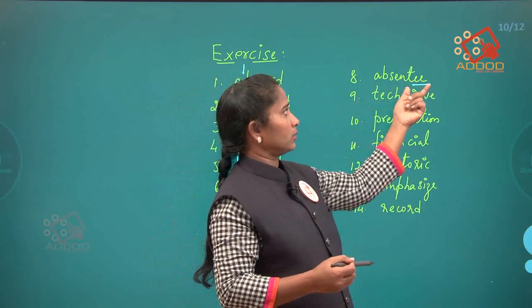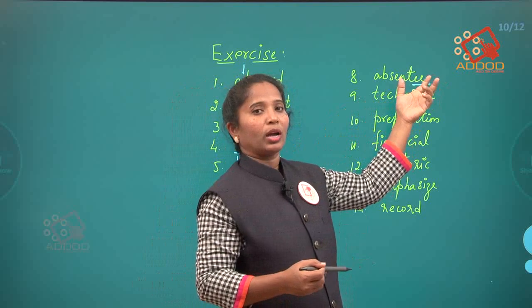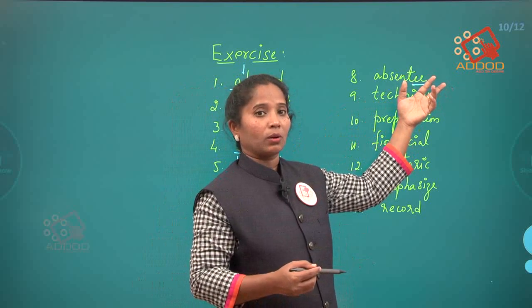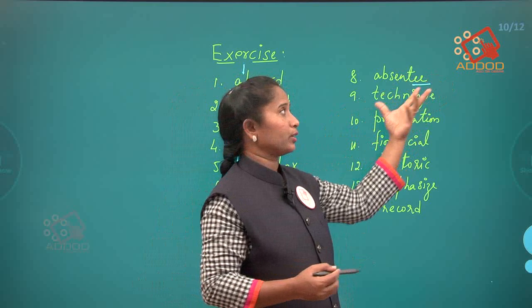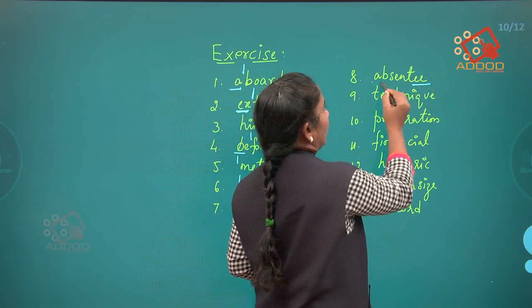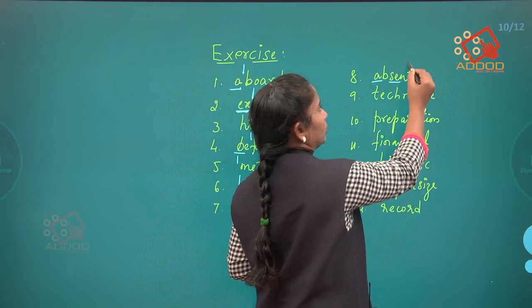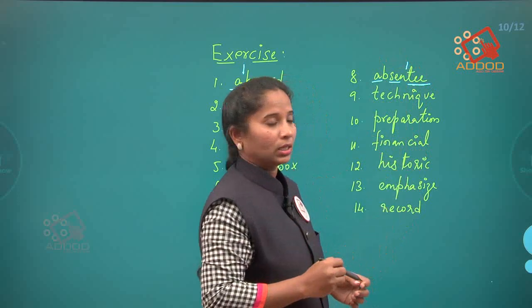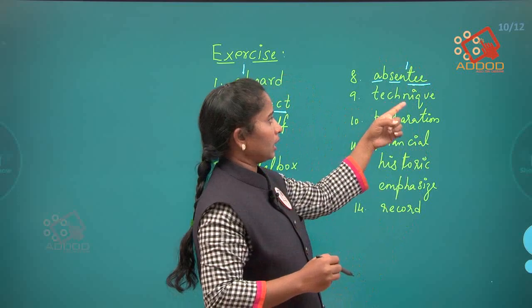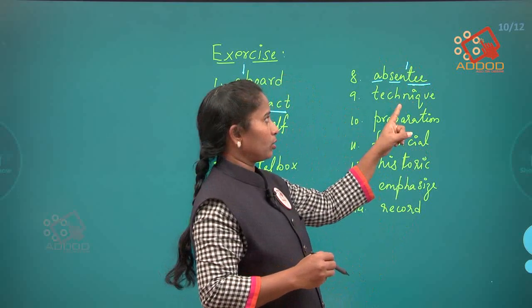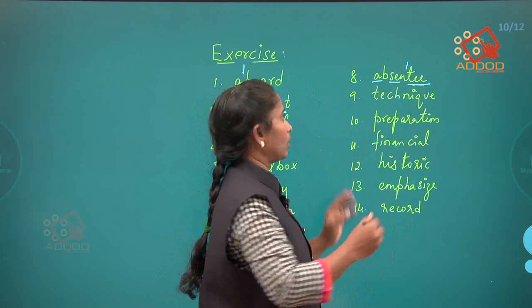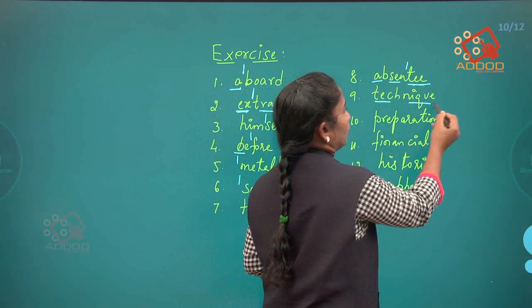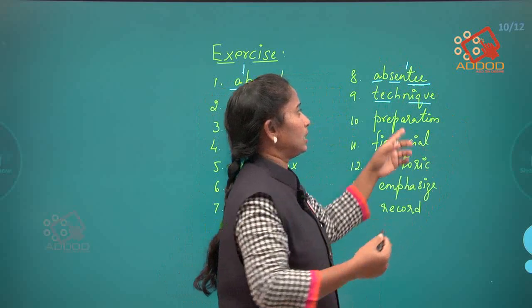Whenever there is a suffix like this, you have to place the stress mark on the last syllable. Okay, so how many syllables do you have? Absentee. So the stress mark will be on T. Okay, next, technique. Even technique also last syllable. Okay, so how many syllables do you have? Two. So it should be on the last syllable.